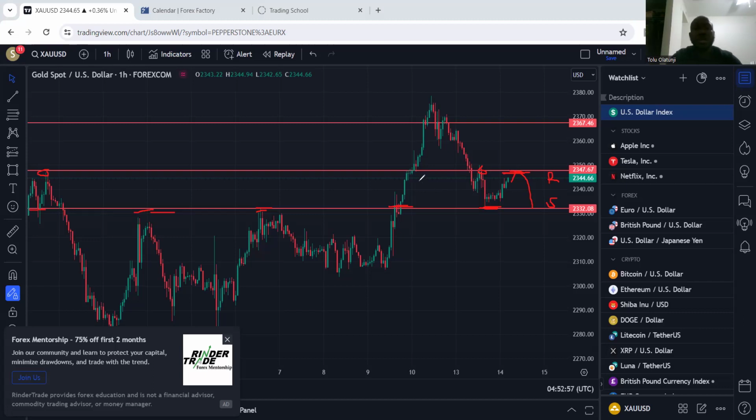Now we're going to be stopping over here. We're going to do updates based on the price action that we have just talked about for the DXY, the USD index, Euro USD, Pound USD, and then also gold. So we looked at all of these.